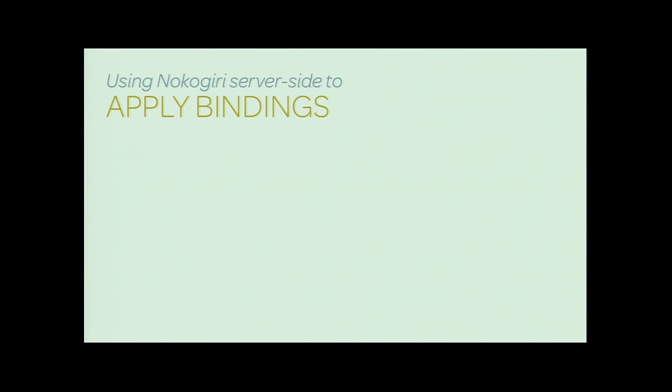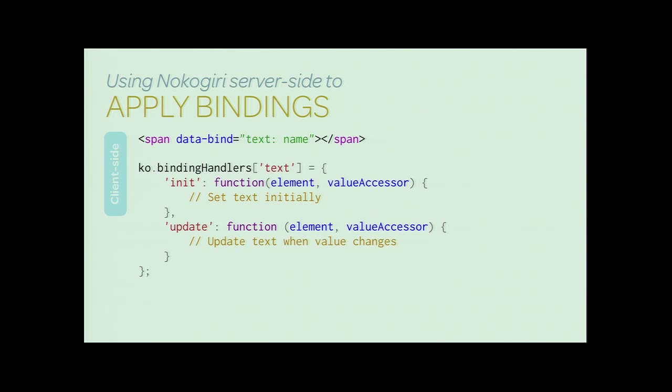And then the second interesting part is using Nokogiri on the server side to apply those bindings. And so if we go look at what bindings look like on the client side again, we have these elements, and they have these attributes saying that text should be name. And what the implementation of a binding actually looks like is something like this. So for the text binding, for all the bindings, there's an init and an update. Init is called immediately as soon as that binding is applied the first time, and it sets up the initial state using a reference to that element and the value. So in this case, we would set the text of that element to the value. And then update is called every time that value changes. And it's basically, okay, now we need to update the text of that element with some new text.